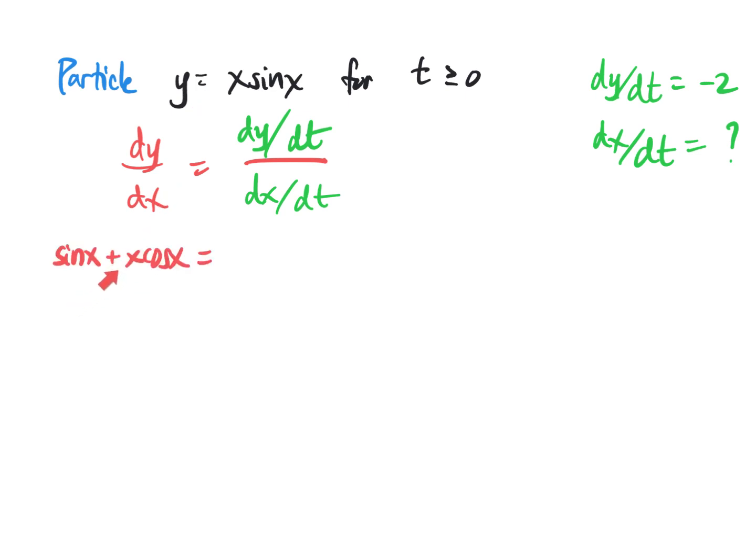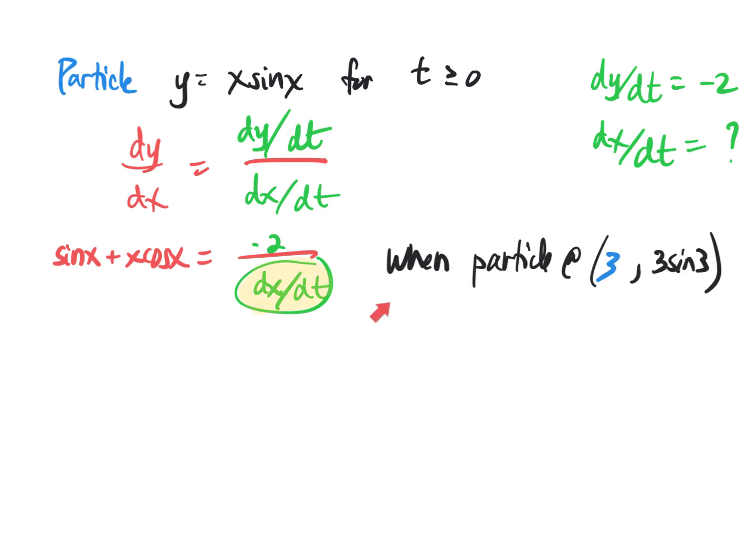So using the product rule, this is dy/dx, and that's equal to dy/dt over dx/dt. Find dx/dt. And this question is about when the particle is at (3, sin 3). So we know that the x value is 3. We'll substitute 3 in for x.